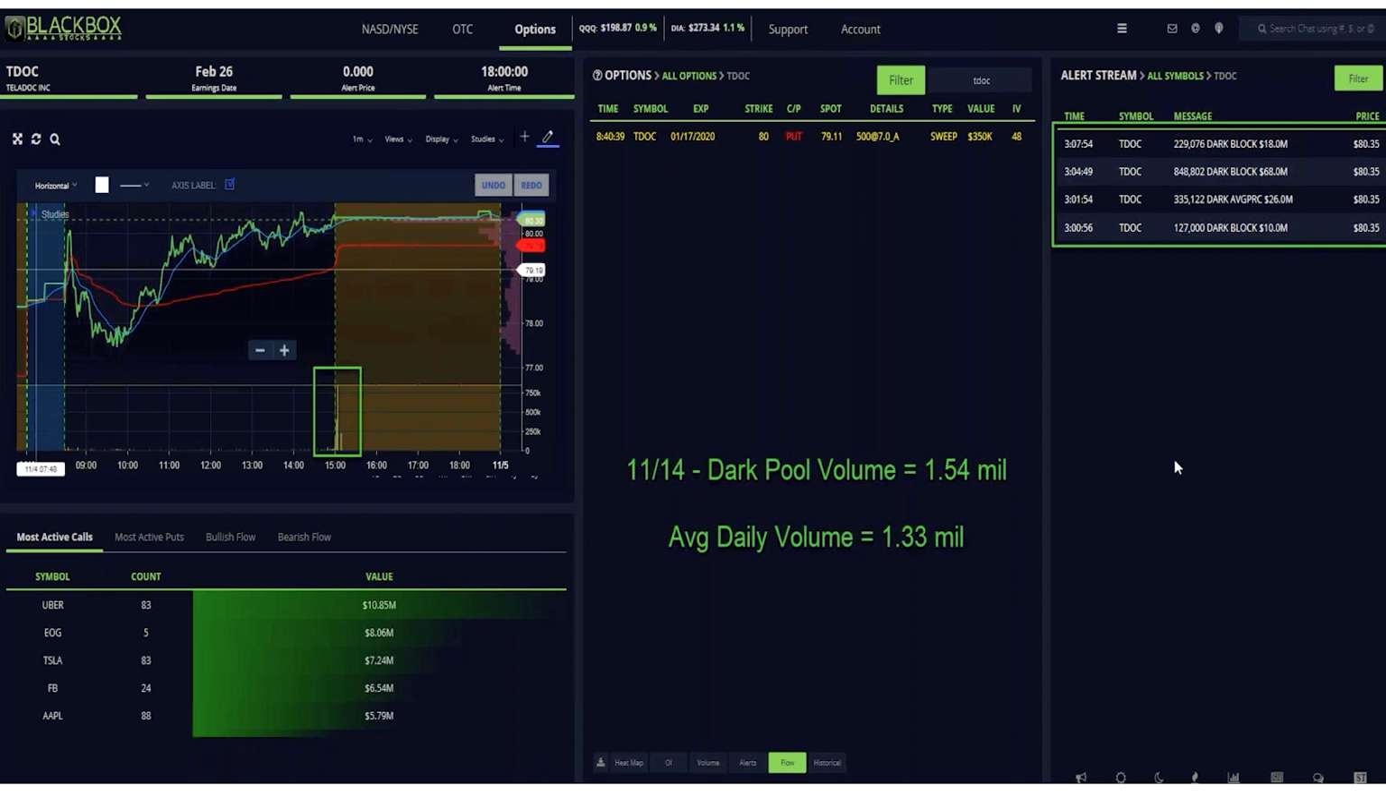But this is just a little bit of insight into what some other people are not seeing, what you're not seeing elsewhere. We're seeing it real time, or we're seeing it live here at BlackBox.